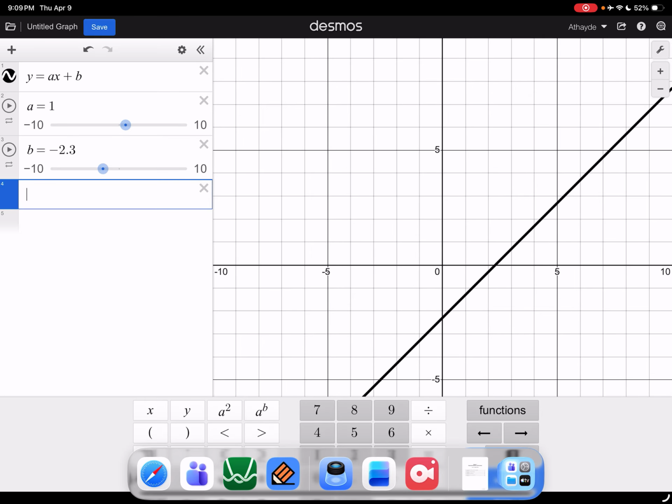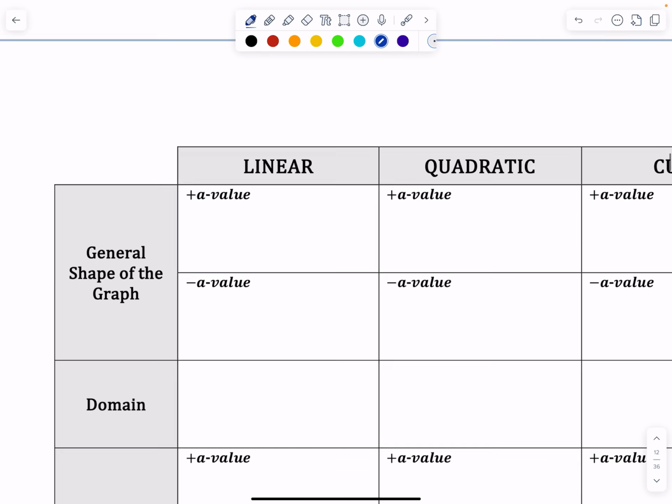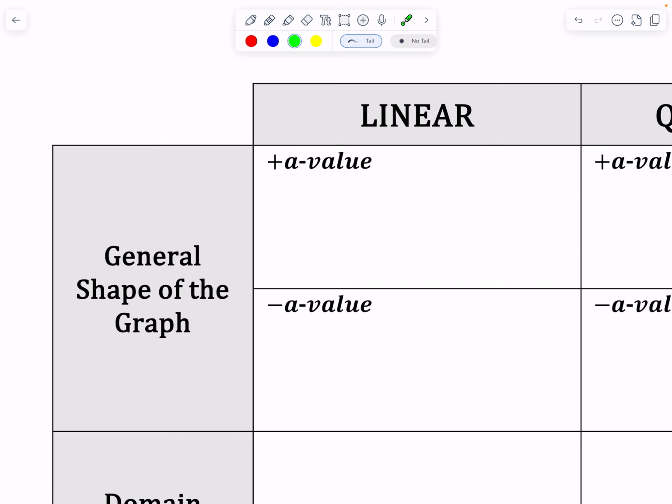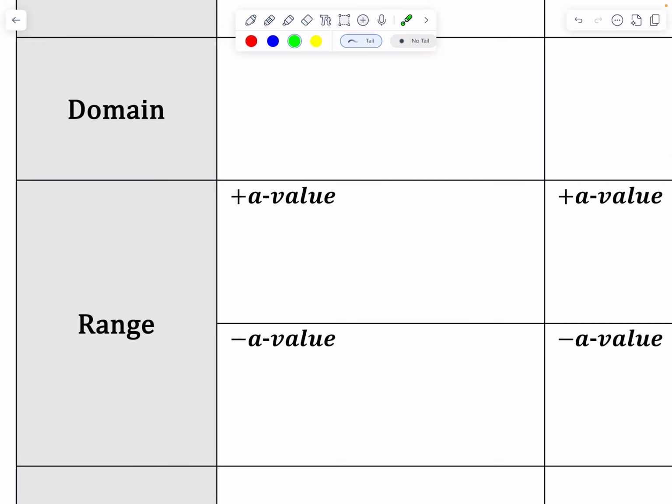Just a quick look at those things that you're supposed to be assessing, analyzing. For a linear function, you're going to see what happens if you have a positive a value, and what happens when you have a negative a value. You're also going to check on the domain that you notice, and correspondingly, check on the range. And is that range affected when you have a positive or a negative a value?